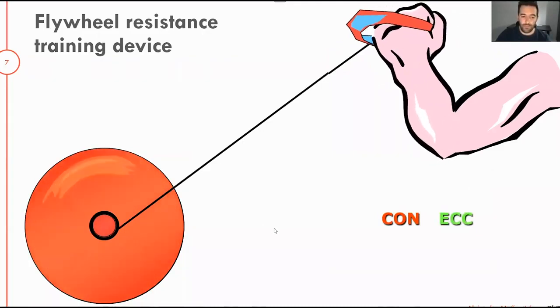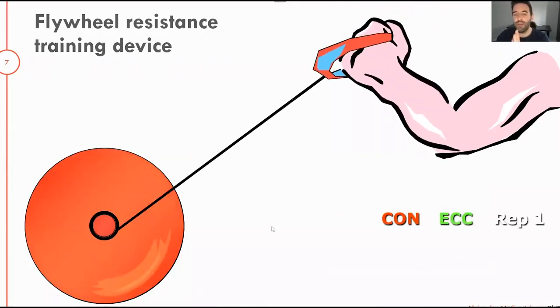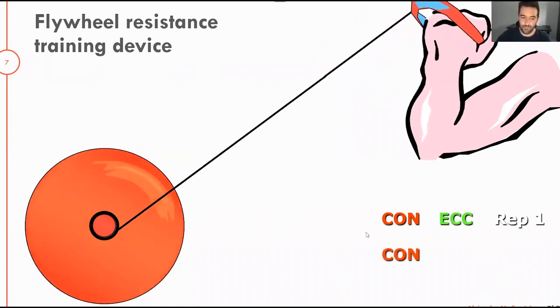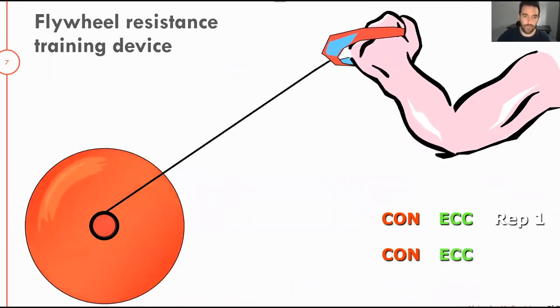One of the main difficulties that you may find if you are not used to flywheel devices is to understand that during the whole concentric phase, the disc rotates to the same side, and then only on the next repetition starts to recoil to the other side. This is important.